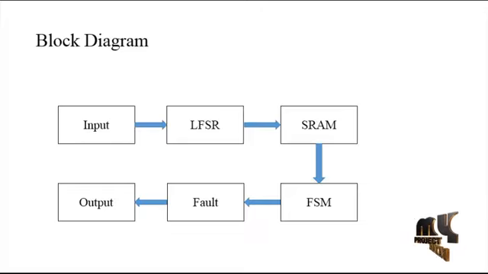SRAM stores the LFSR output value, and the finite state machine will check it. It will check for errors in this SRAM block. Here the FSM has 16 states in this process, where each and every state checks whether the memory has a fault or not. This process has two types. The first one is checking with a fault, and the second one is checking without a fault in the memory block.